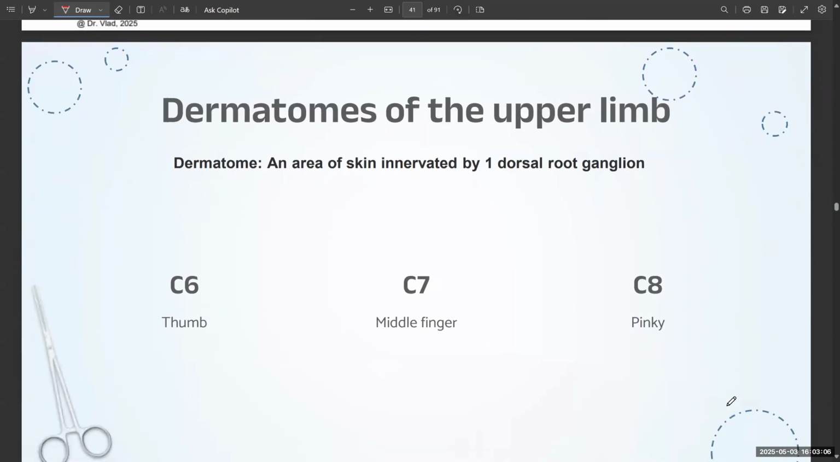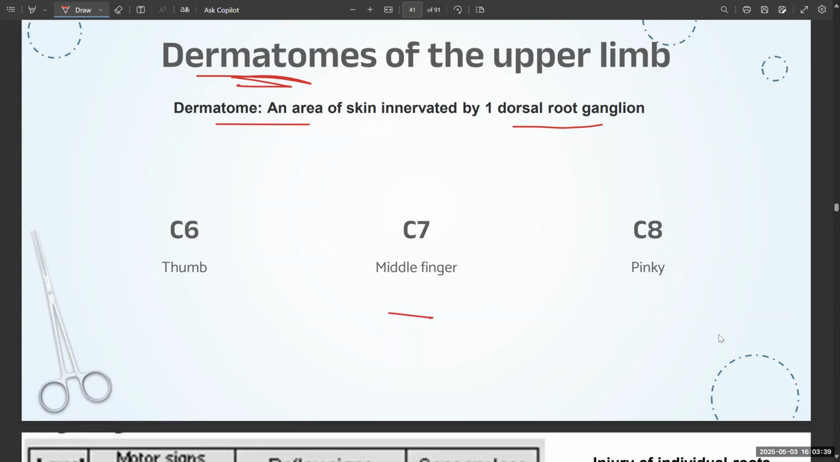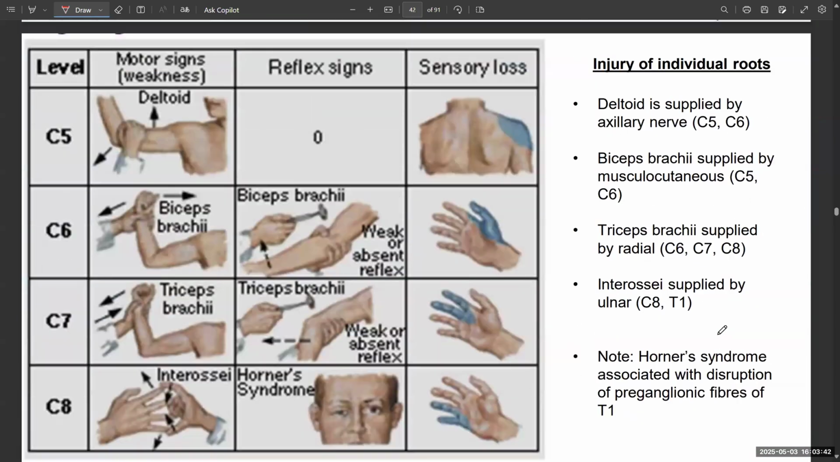And dermatomes of the upper limb. Dermatomes are quite complicated sometimes for a lot of people, but what you have to do for this lecture is learn the definition and know these 3 dermatomes. A dermatome is an area of skin innervated by one dorsal root ganglion. C6 dorsal root ganglion innervates the thumb, C7 DRG innervates the middle finger, and for C8 it's the small finger or the pinky. And that's it. So we move on to the reflexes.